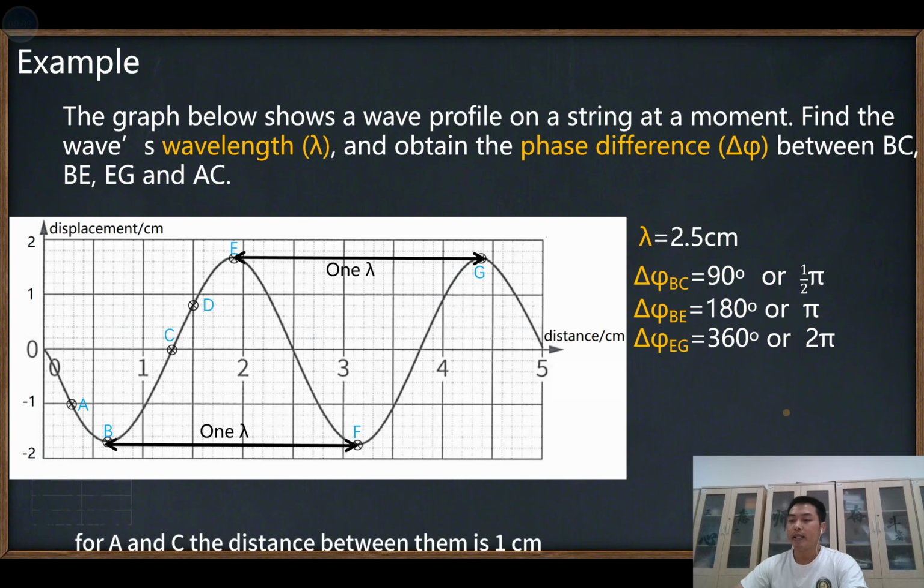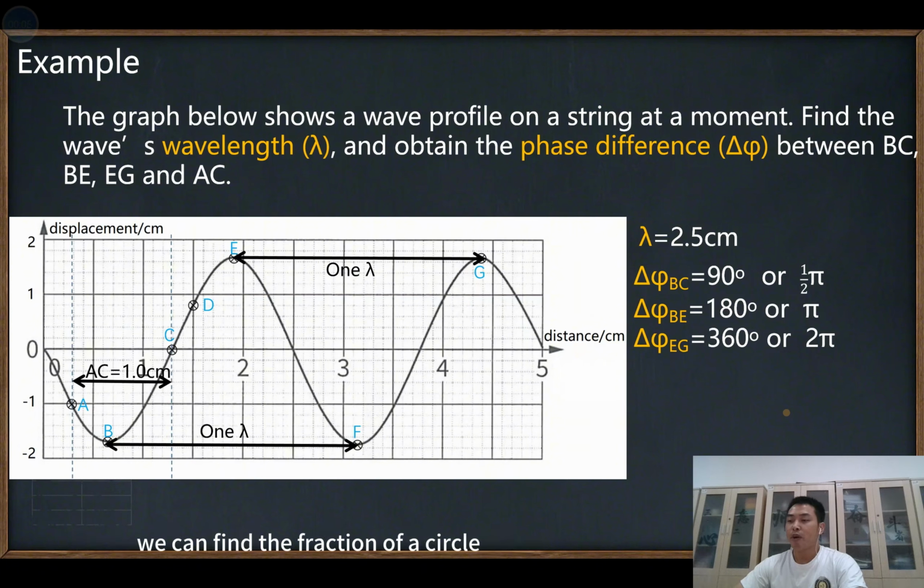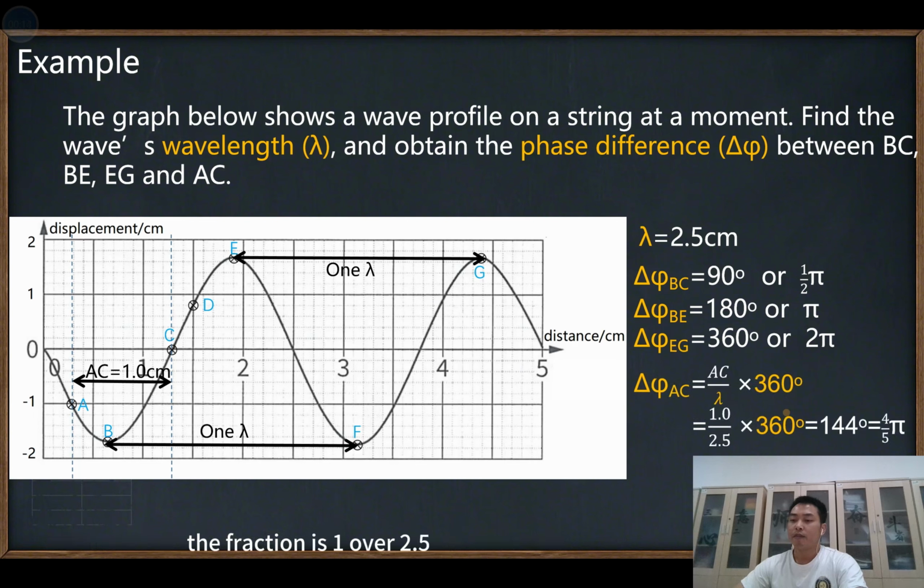For A and C, the distance between them is 1 centimeter. We can find the fraction of a cycle by the ratio of AC to 1 wavelength and use the fraction times the degree of 1 cycle. The fraction is 1 over 2.5 times 360 degrees. The phase difference is 144 degrees or 4/5 pi.